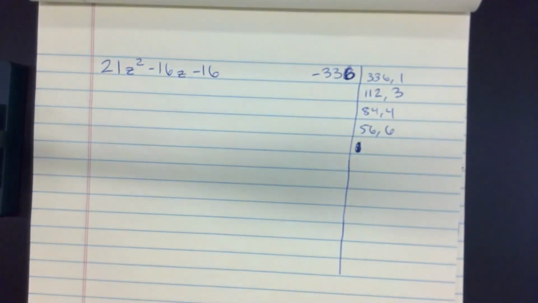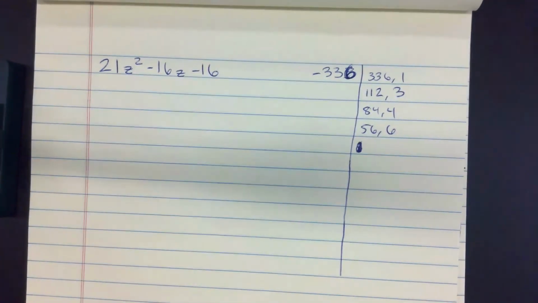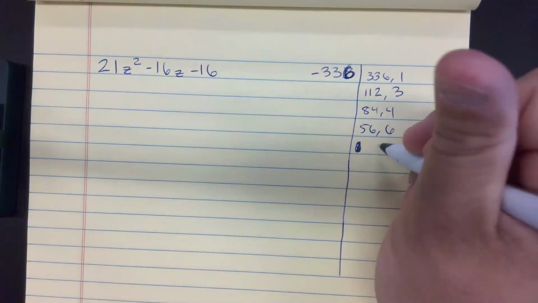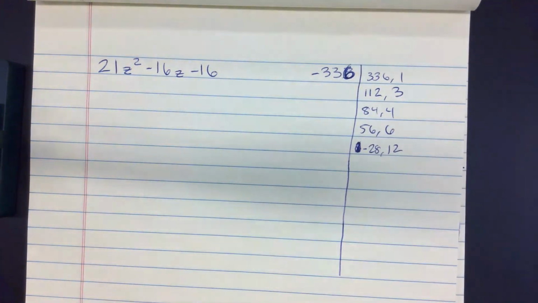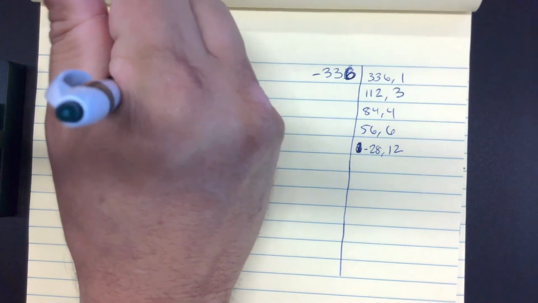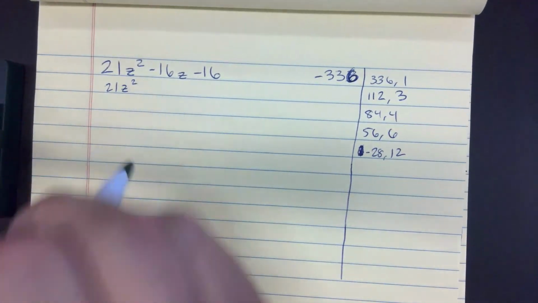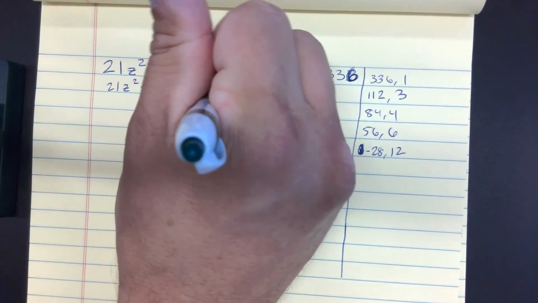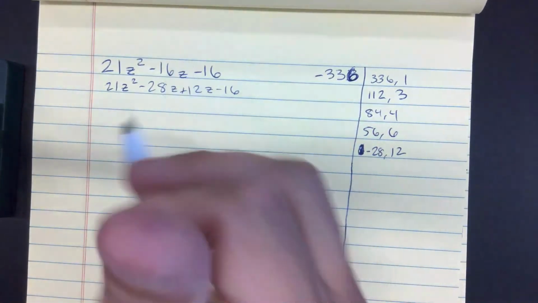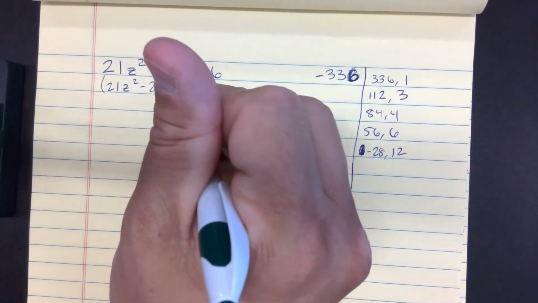Okay, what about 12? 28 and 12. Negative 28 and 12. Look at that. Mr. Glazier jumped a few steps to get us there, but he got us there. Here we go. So we got our 2 new terms. We replace the middle term with our 2 new terms. And then we split and we factor.